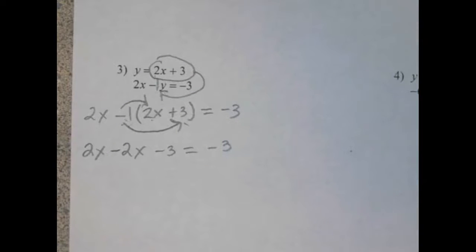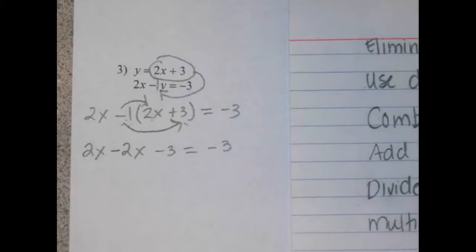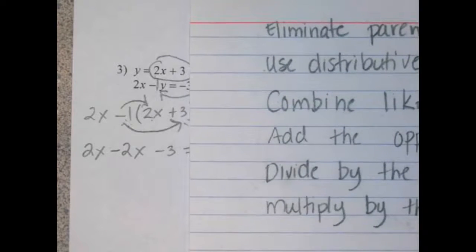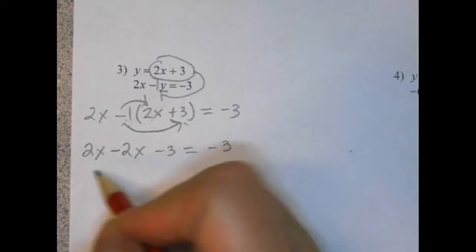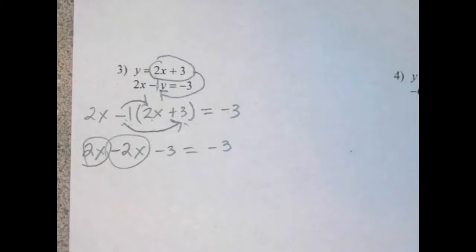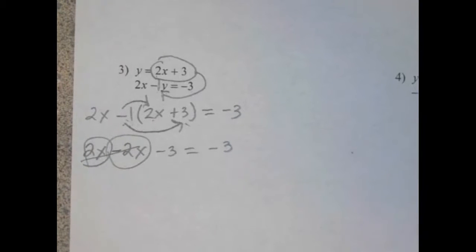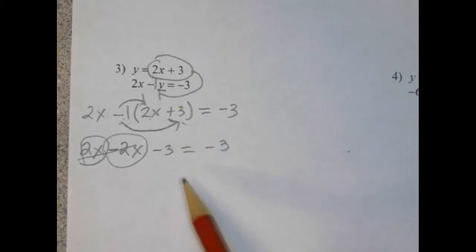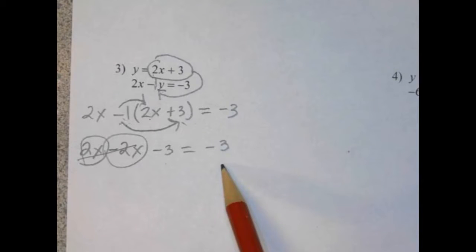Okay, so going down my list, do I have any like terms to combine? Yeah. What can I combine? Positive 2x and negative 2x. When I combine those, what do I get? 0. I get 0, so I'm just going to cross them off for now. What am I left with here? Okay, so I just eliminated my x.